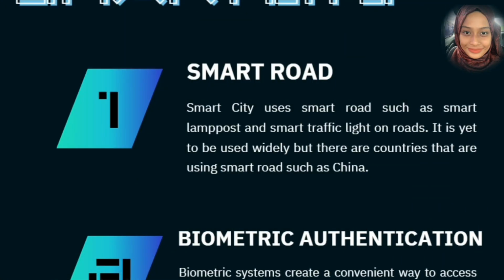The first one is smart road. Smart city uses smart roads such as smart lampposts and smart traffic lights on roads. It is yet to be used widely, but there are countries that are using smart roads such as China.